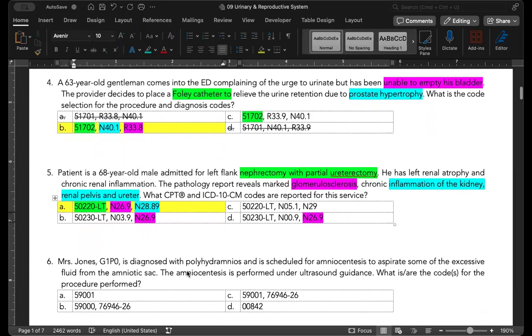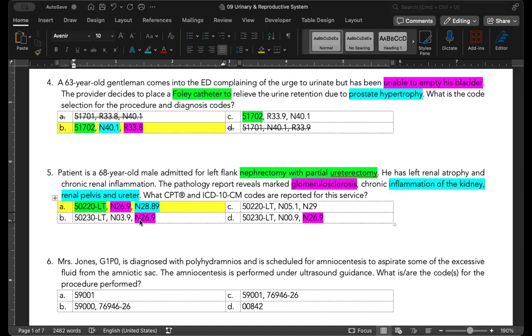So I promised last week there would be a little bit of an update on question number 5. We had decided for sure that the code we needed was 50220. And I was in debate with myself, I'll be honest, whether or not the code for the inflammation.